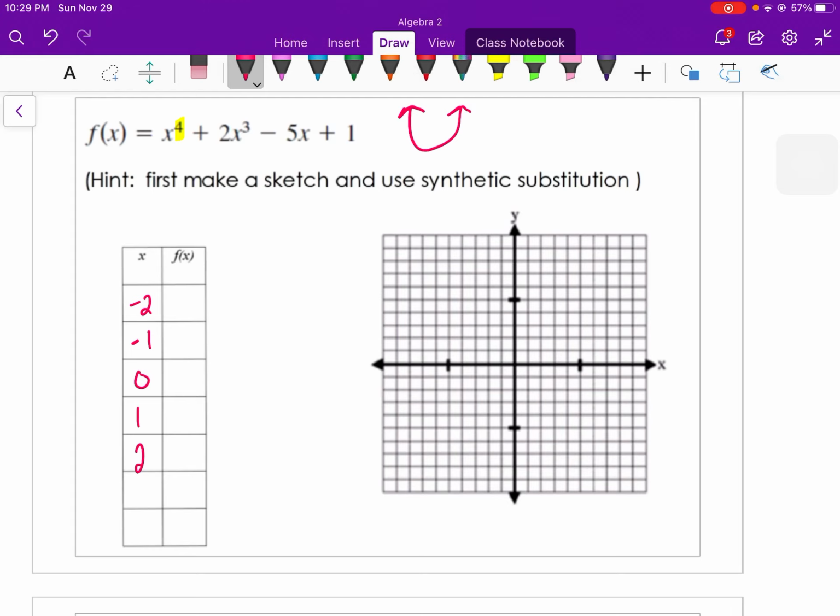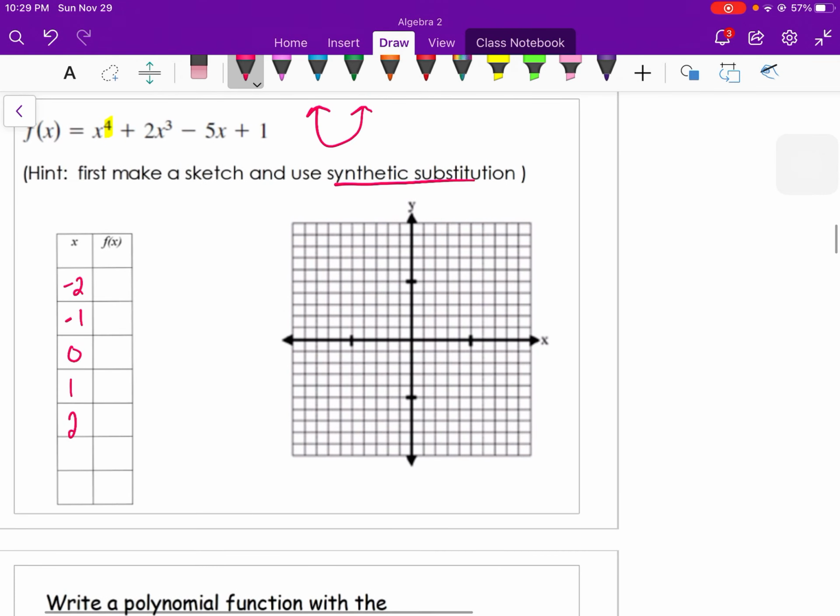Make sure that it continues to open up. Now you can use synthetic substitution if you would like to plug these in. So remember synthetic substitution, you take the coefficient. So I'm going to plug in -2 first. It would be 1, 2, -5, and 1.